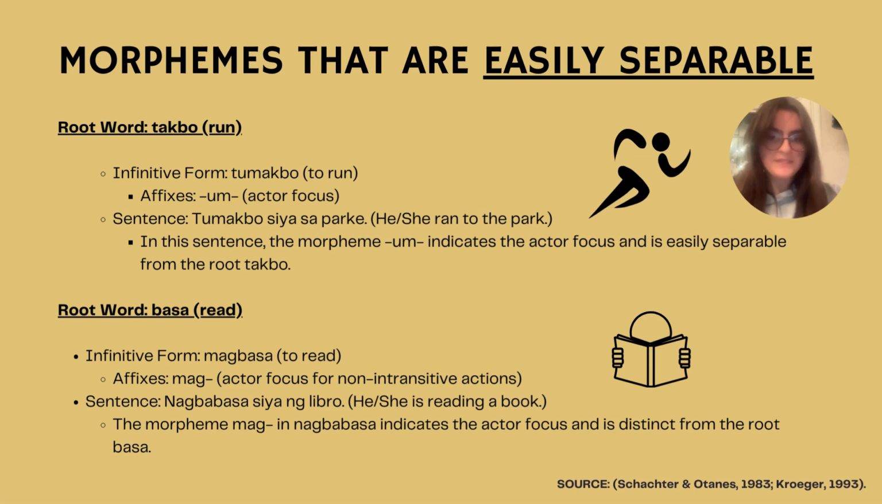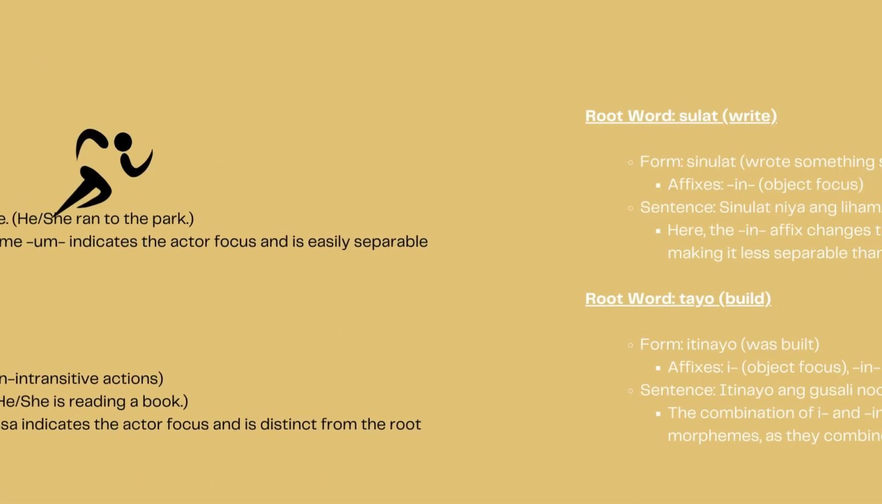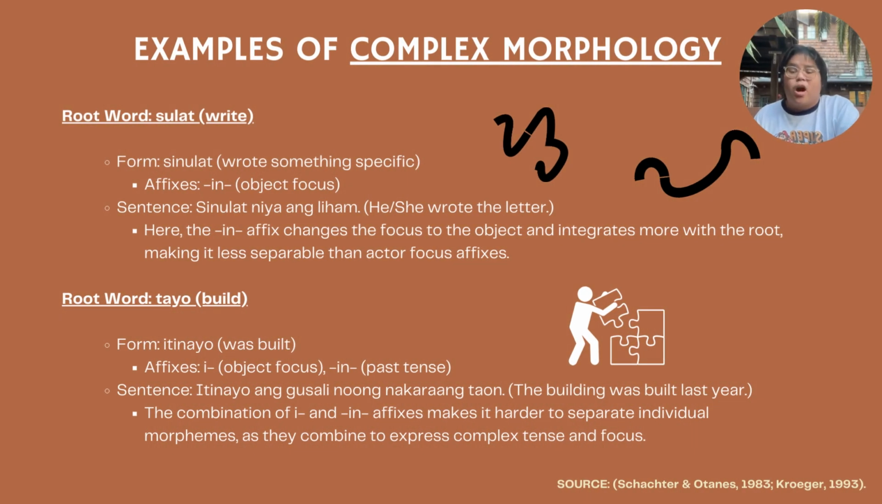In these cases, the morphemes are easily separable, retaining their individual meanings while contributing to the overall meaning of the word. Now, let's contrast that with morphemes that are not easily separable. So, take the root word sulat, meaning write. When it changes to sinulat, meaning wrote something specific, the infix in is used, shifting the focus to the object. So, in this sentence, sinulat niya ang liham, or he or she wrote the letter. The affix in integrates more closely with the root, making it less separable than actor focus affixes.